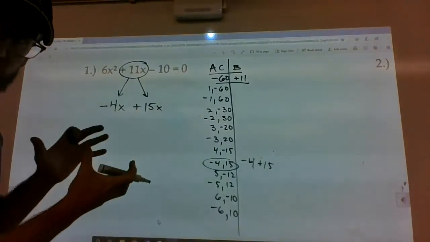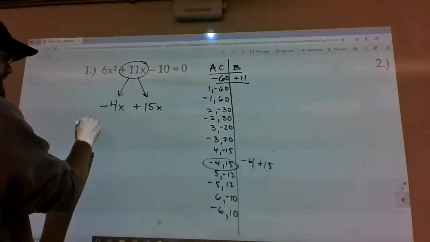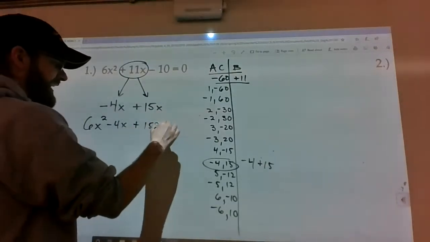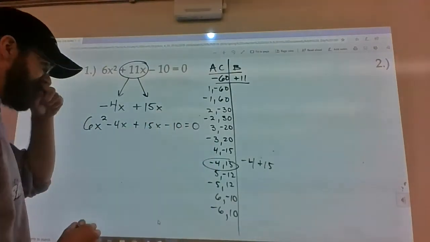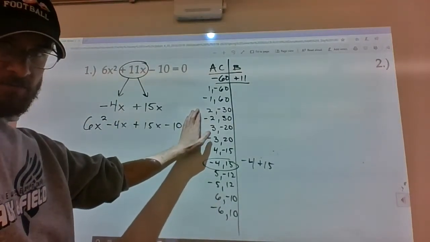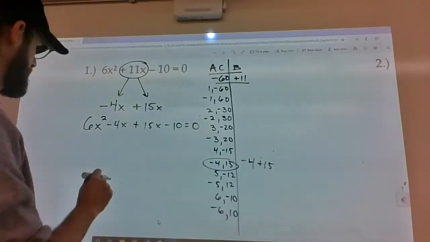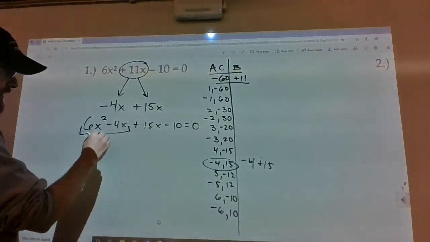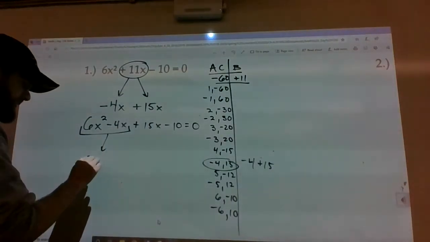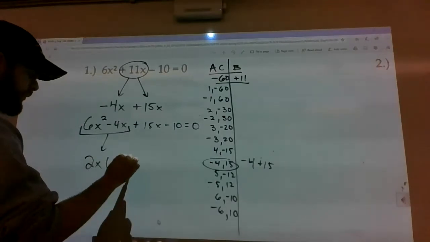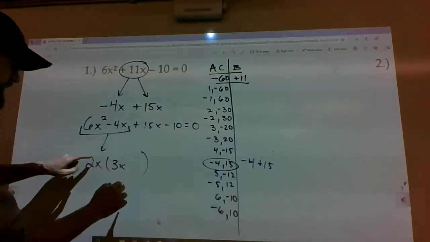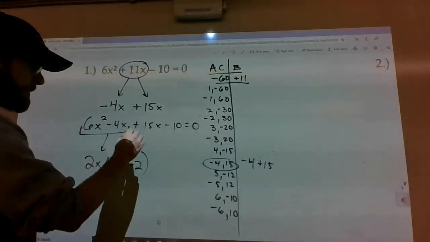So now we bring in the other parts of the polynomial. 6x squared minus 4x plus 15x minus 10 equals 0. We're just ignoring this equals 0 for now. We know how to factor this part, so that's exactly what we're going to do. So if you group those two together, they're both even and they both have an x. So 2x is the GCF they share. When we divide both parts by 2x, we'll get 3x minus 2.